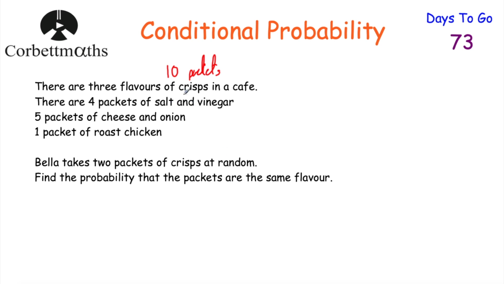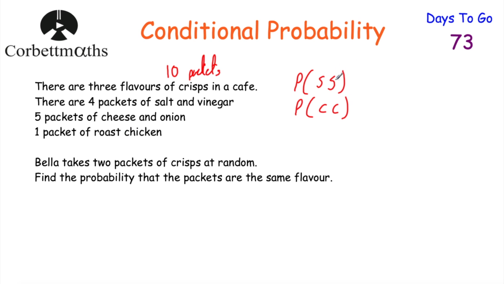So that means that she could have a salt and vinegar and a salt and vinegar, a cheese and onion and a cheese and onion, but she couldn't have a roast chicken and a roast chicken because there's only 1 packet of roast chicken, so she can't pick 2 roast chicken packets of crisps. So we want to find the probability of salt and vinegar and salt and vinegar, and I've called salt and vinegar S there for salt and vinegar, and we want to also find the probability of cheese and onion, and I've called that C for cheese and onion and cheese and onion. And roast chicken I would have called R, but we can't find the probability of R and R because there's only 1 packet of roast chicken.